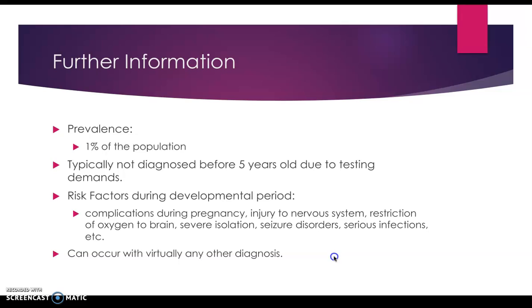So some further information, now that we've gone over what defines the disability. Prevalence, it occurs with about 1% of the population, and it's typically not diagnosed before 5 years of age due to testing demands. So at least in New York State, where I work and live, to get someone diagnosed with intellectual disability, you need that IQ test or a cognitive scale if they can't perform the IQ test, for the intellectual quotient. And then for the adaptive quotient, we like to use a test called the Vineland, which measures the adaptives and categorizes them from high to low.